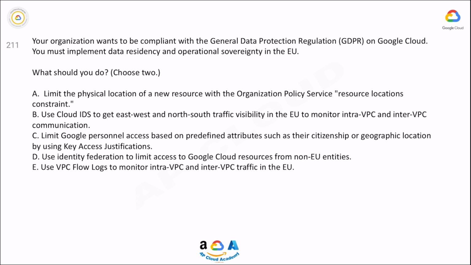A. Limit the physical location of a new resource with the organization policy service resource locations constraint. B. Use Cloud IDS to get east-west and north-south traffic visibility in the EU to monitor intra-VPC and inter-VPC communication. C. Limit Google personnel access based on predefined attributes such as their citizenship or geographic location by using key access justifications. D. Use identity federation to limit access to Google Cloud resources from non-EU entities. E. Use VPC flow logs to monitor intra-VPC and inter-VPC traffic in the EU.